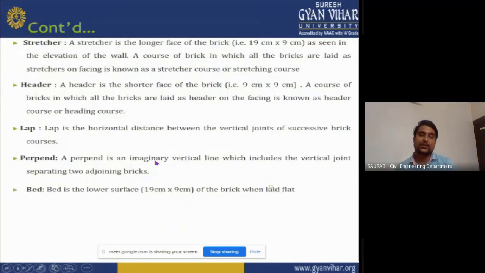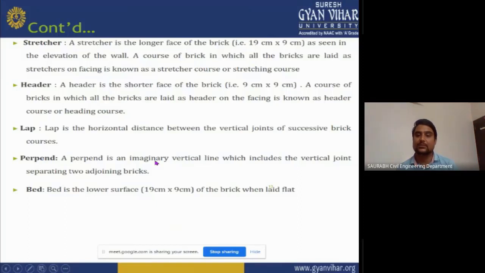Now we will come to some components of a brick which you can see here. First one is stretcher, second one is a header, and third one is a lap, and fourth one is perpend, and fifth one is a bed. First, we will see what is the definition and what is the meaning of stretcher. A stretcher is the longer face of a brick, 19 into 9 centimeter, as seen in the elevation of a wall. A course of brick in which bricks are laid as stretcher on the facing is known as the stretcher course, or we also call it stretching course.